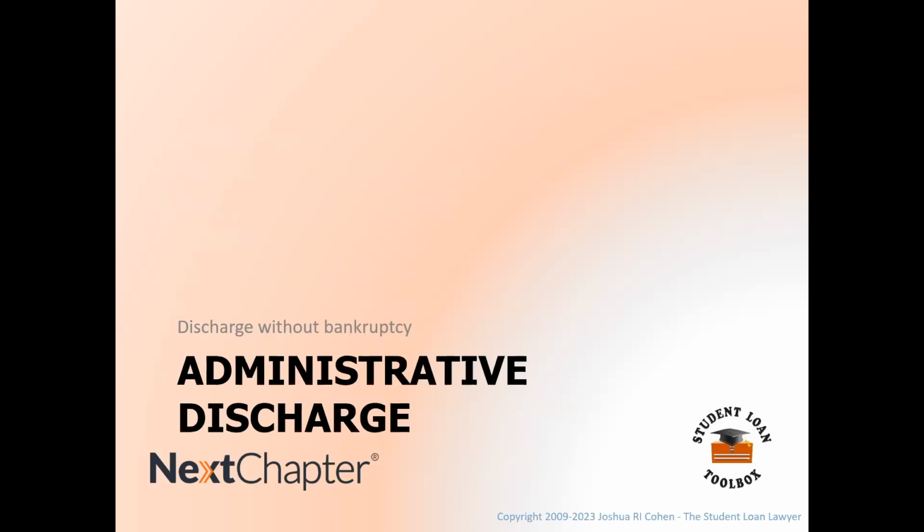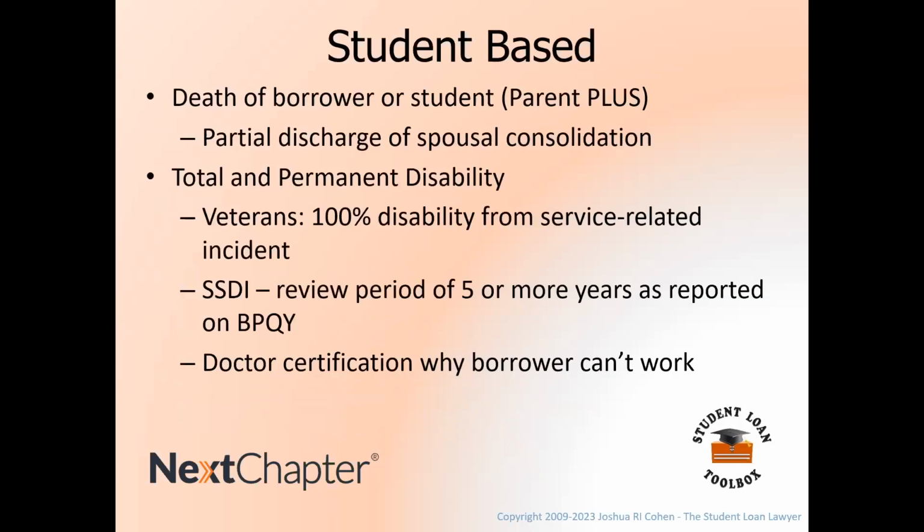About administrative discharge, how we get rid of the loans through a paper application. They're either based on the student or the school. The ones based on student, if the borrower dies, yes, the loans go away with them. They do not affect the estate. They literally go with the borrower. If it is a Parent PLUS loan and the student for which they took it out passes, then the parent is let off of it. There's also a partial discharge for a spousal consolidation. If one of the spouses passed away, their portion of that spousal is discharged.